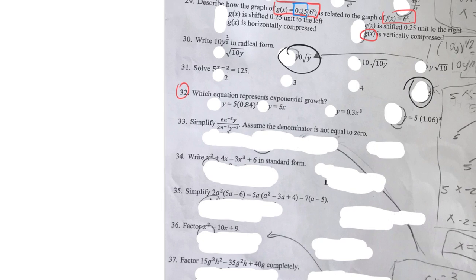Okay, looking at this one right here, which equation represents exponential growth? Well, you know you're dealing with exponential growth. First of all, exponential functions look something like this. And if the b part, the thing that's being raised to a power, is greater than 1, then it's exponential growth. So let's see. This one's gone because that part's not greater than 1.